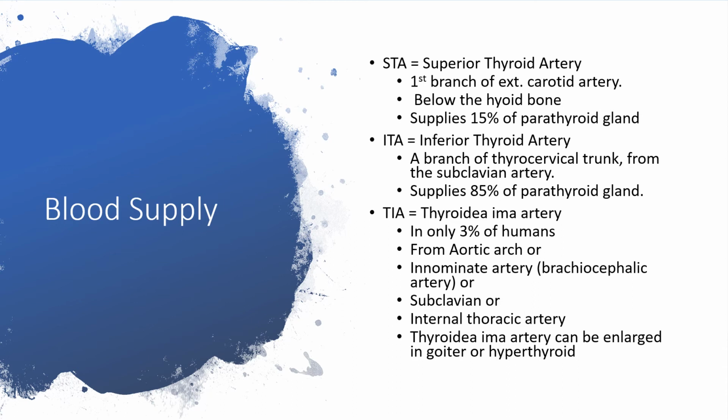So it's not just a fixed kind of structure in everybody, and even those who have it, regardless of where it's branched from, it is still found in only 3% of humans. The thyroidea ima artery can be enlarged in goiter or hyperthyroid situations.